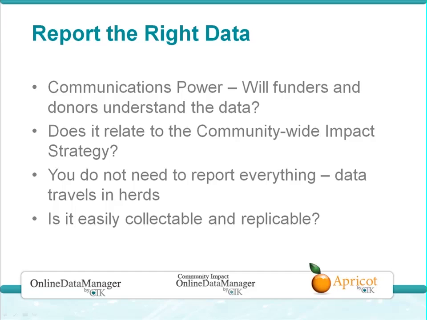If we talk about how they did on the XYZ test, that doesn't have as great a communication power, because people don't know whether a 200 is a good score or a bad score, because they don't know the scale. They don't understand the test. So that's why it's important to look for data that has strong communication power. Common donors and others will understand what you mean by this indicator or the data that you're collecting. The second piece of it, does it relate to the community-wide impact strategy? Will people automatically understand the connection between that indicator and the community-wide impact strategy that you're trying to achieve? Is there a strong connection there?